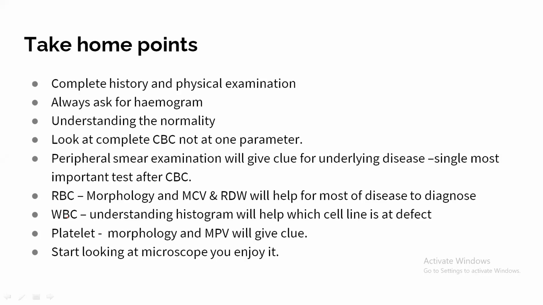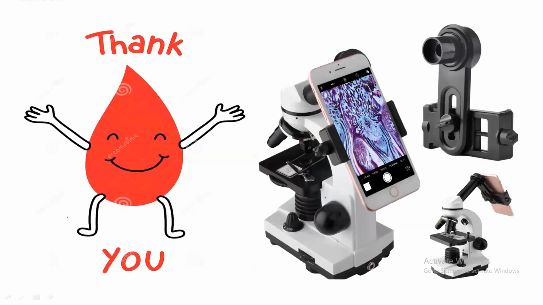For RBC, you should always know the MCV and RDW, and you must have the RDW and MCV related photographs in your clinical practice. And for WBC count, understanding the histograms will give extremely important information about which cell line defect you are dealing with, even before doing the bone marrow examination. Platelets, of course, morphology and MPV will give us clues. Of course, start looking at the microscope. You will always enjoy it, and you should start looking because you will see a lot of things. Thank you very much.